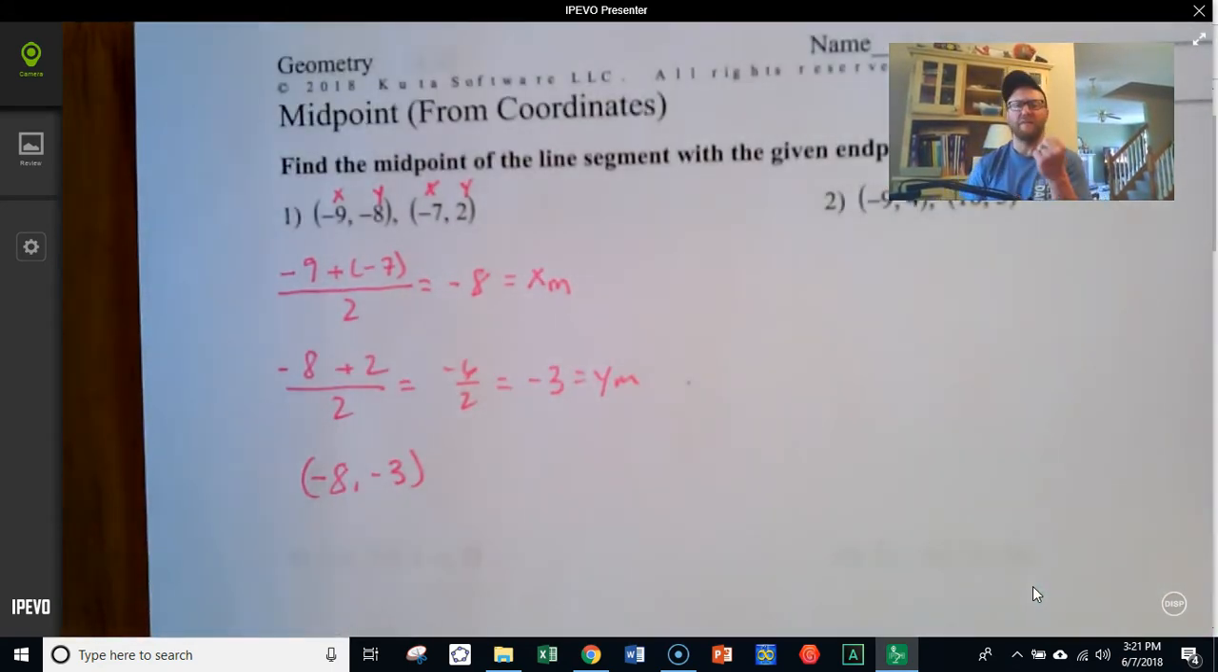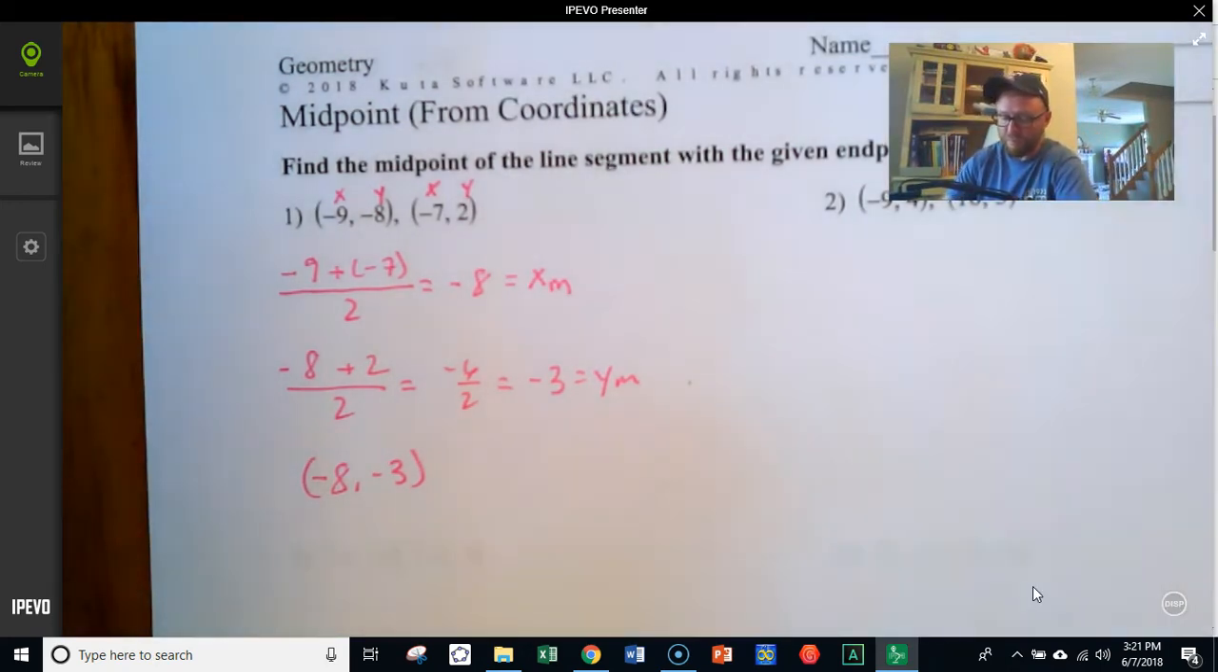Count -8, -7, -6, -5, -4, -3. So -3 is 5 spaces away. And then on to 2. So from -3 we go -2, -1, 0, 1, 2. So it's 5 more spaces to get up to 2.